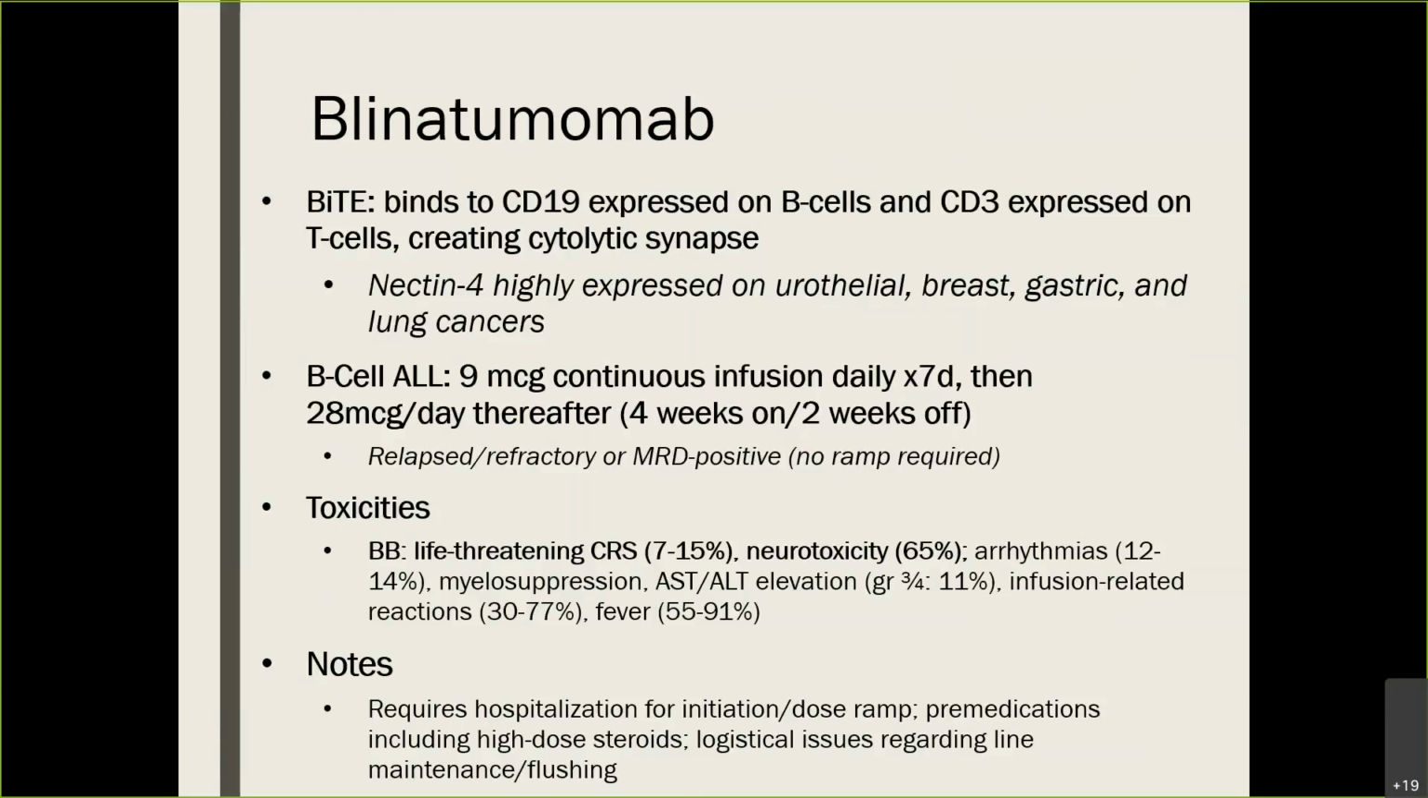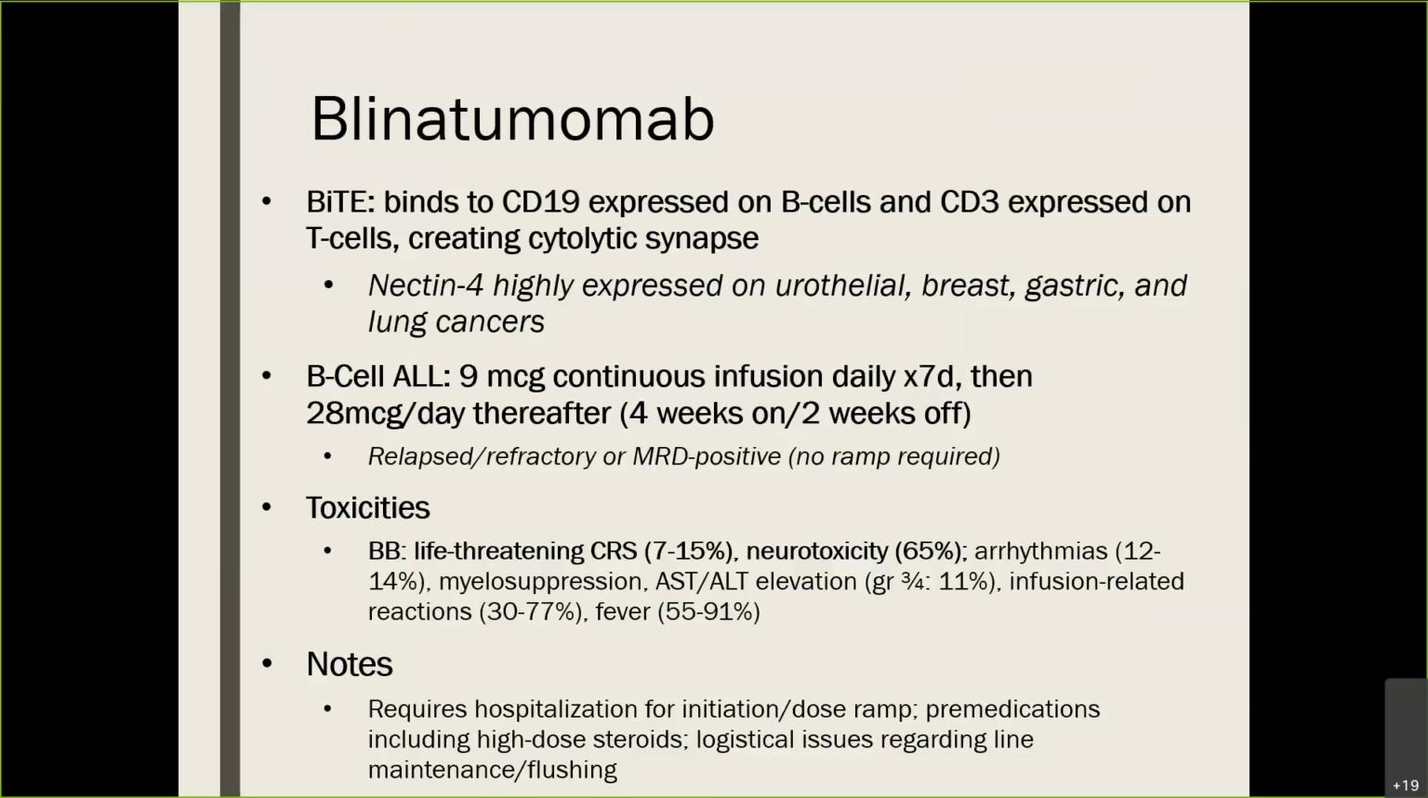The dosing schema is on the slide. These patients receive 9 micrograms continuous infusion daily times 7 days. So this is a continuous drip of 9 micrograms per day. And then after 7 days, they're escalated to 28 micrograms a day thereafter. And the treatment schema is 4 weeks on, 2 weeks off of continuous infusion blinatumomab. So logistically very difficult.